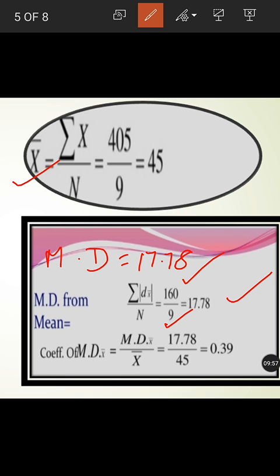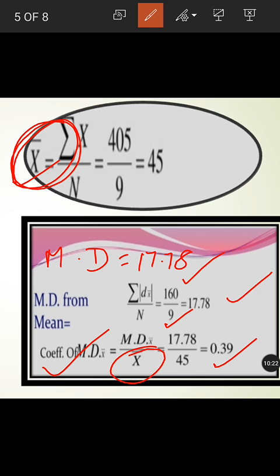Okay, now we have to calculate the coefficient of mean deviation. What is the formula? Mean deviation divided by x bar. Why do we take x bar here? Because we have calculated the mean deviation from x bar. That is why we are taking x bar in the denominator. So the answer is 17.78 divided by 45, that is equal to 0.39. So this is the value for the coefficient of mean deviation.